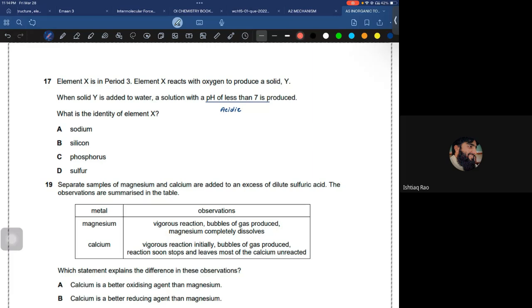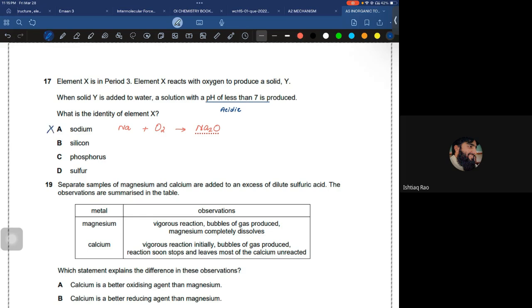Let's suppose this is sodium. When sodium reacts with oxygen, it forms sodium oxide, a metal oxide. Metal oxides are basic. Basic oxides are going to have a pH greater than 7. They are saying less than 7. Option A is incorrect.